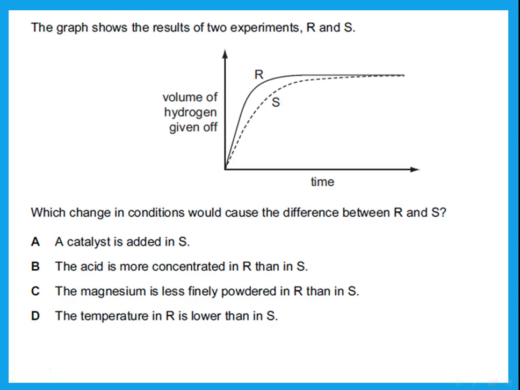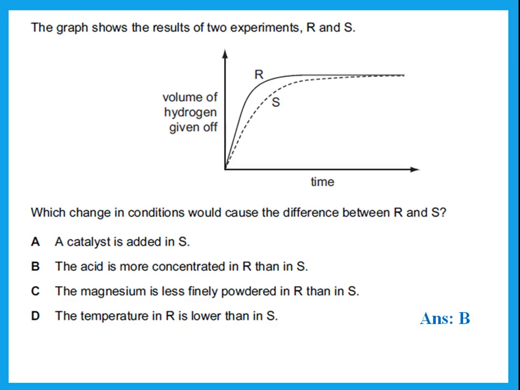Okay, so he says number A, a catalyst is added in S. No, if a catalyst is added in S, then S would be the faster one, and that's not right. B, the acid is more concentrated in R than in S. Yes, that means that's my answer. The acid is more concentrated in R than in S, so that would make R faster.